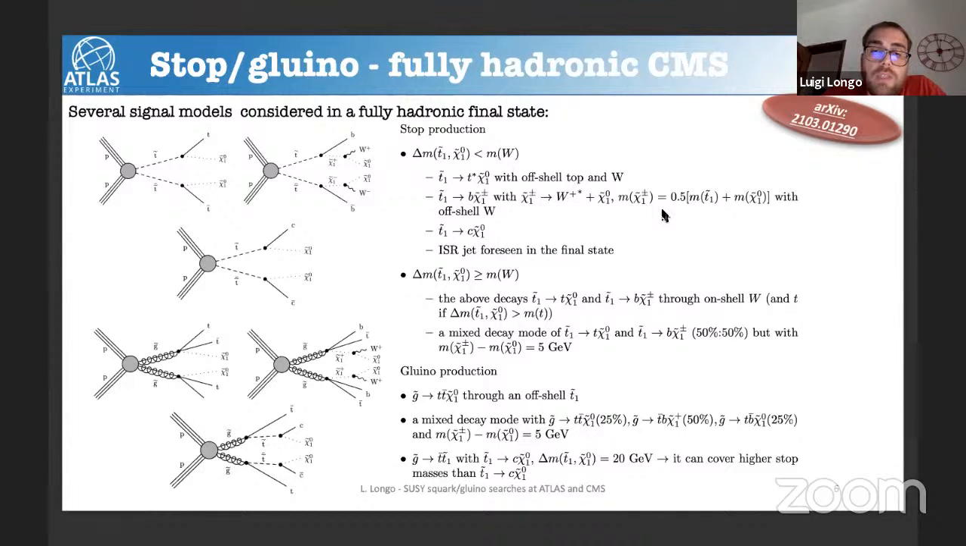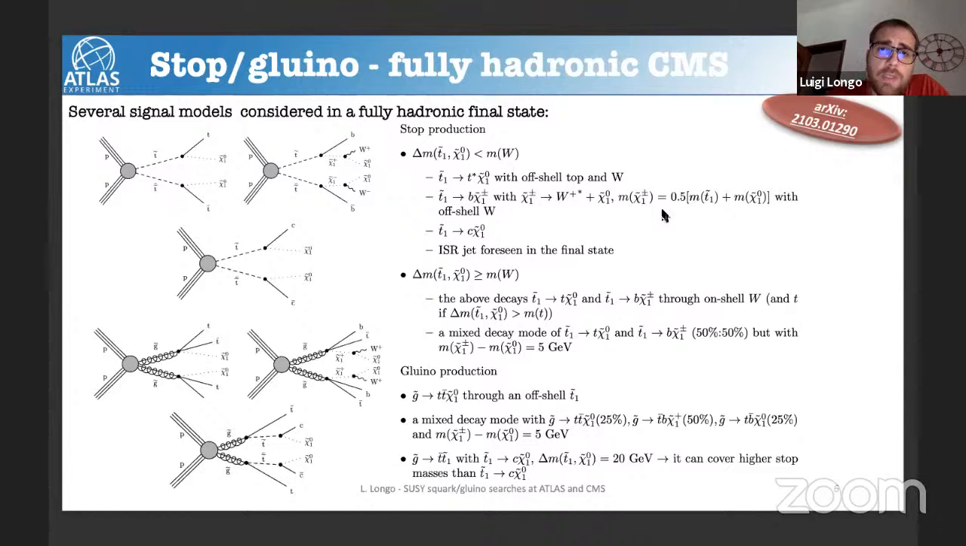And then finally, the last model was the gluino decaying to a stop and a top, where the stop then decays to a charm and neutralino. Here a mass splitting between the stop and neutralino of 20 GeV was assumed, because in this way it is possible to cover higher stop masses than in the models where we had the direct production of stop that decays to charm and neutralino.